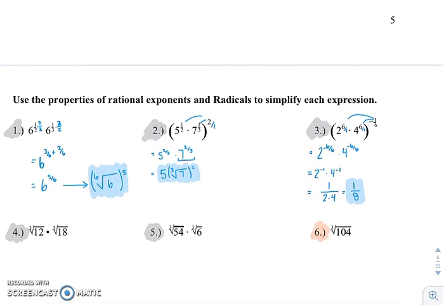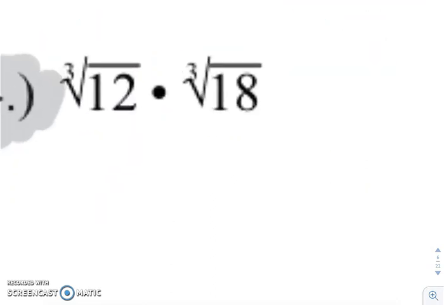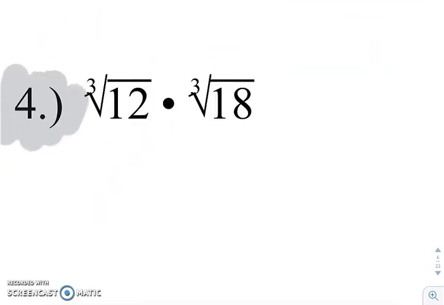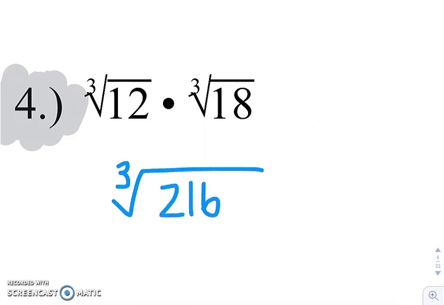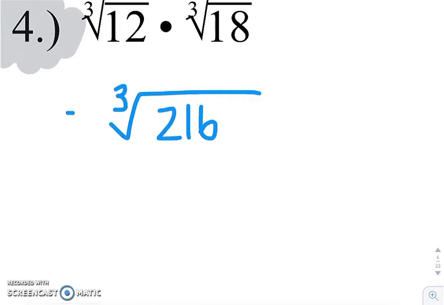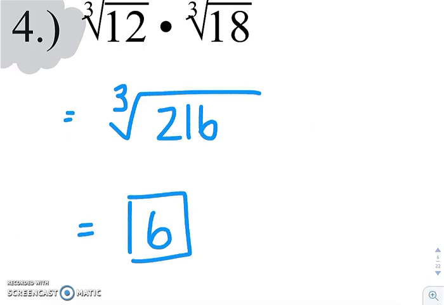So what if we're working with radicals? Well, as long as they're the same radicals, we can multiply them together. So if they're both the cubed root, we just make it go from 2 cube roots to 1 and say, what is 12 times 18? 216. You are more than welcome to factor that out. You would get the same result, but the cubed root of 216 is a perfect cube. The cubed root of 216 is 6. So that whole thing equals 6.